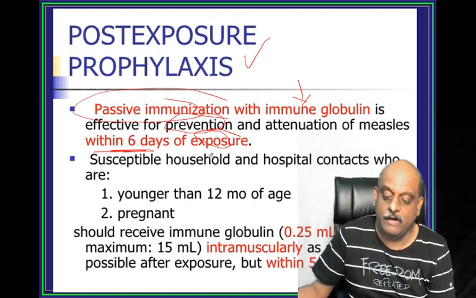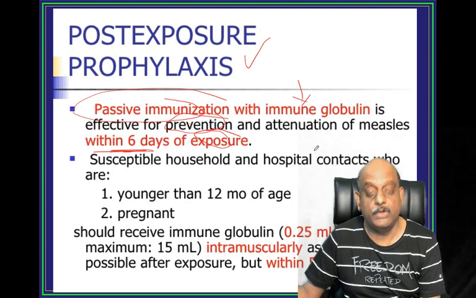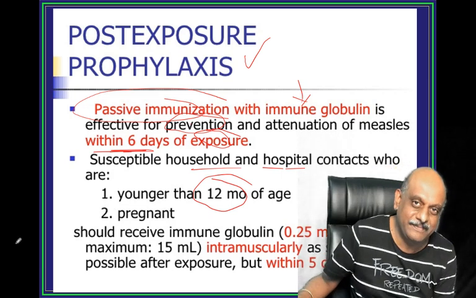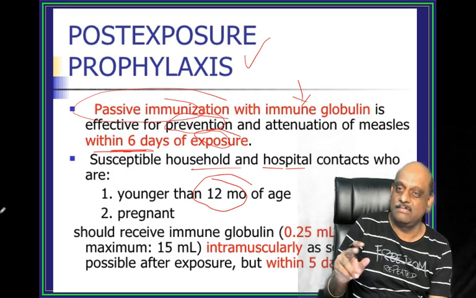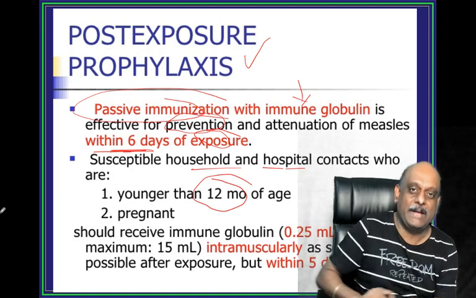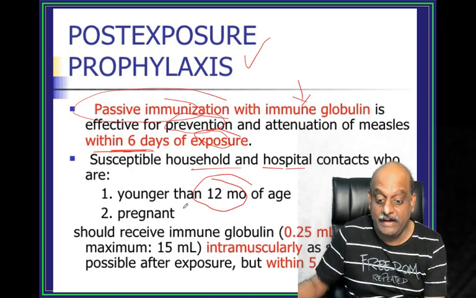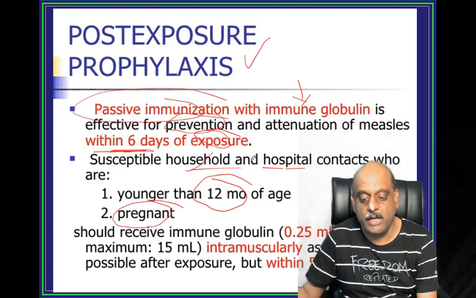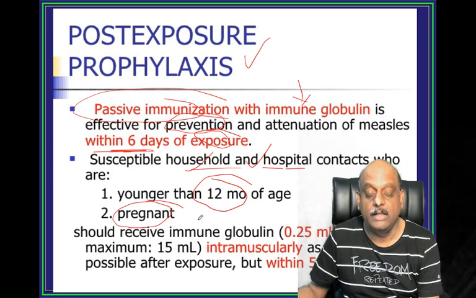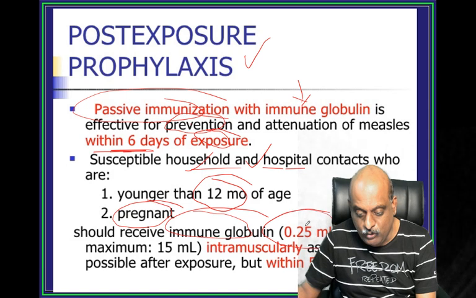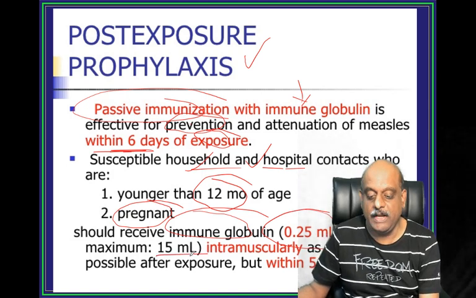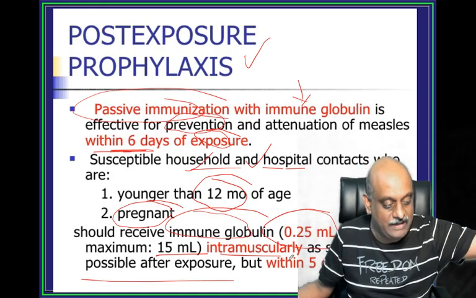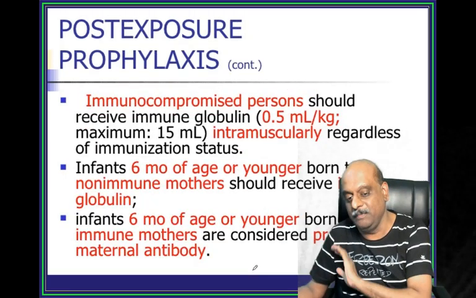To whom do you want to give? If somebody had measles, then household or hospital contacts who are younger than 12 months of age. That is the reason they say children are not permitted to come to hospital, right? Similarly, pregnant women also. If a susceptible household or hospital contact, they should receive immunoglobulin of measles 0.25 ml per kg, maximum 15 ml intramuscularly as soon as possible after exposure, but within 5 days. Within 5 days. That is what you need to remember.